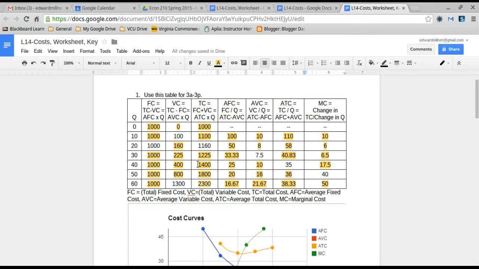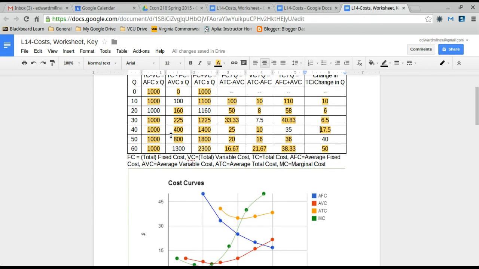Total cost started at 1,400. If it rises by 400, it means the new total cost must be 1,800. So we take 40 times 10. That's the difference in total cost, and I use that to compute the new value for total cost when quantity is 50. Divide by 50 for all these numbers, and we'll get the averages. And the last row, when quantity is 60, is basically a repeat of the row when quantity was 10.